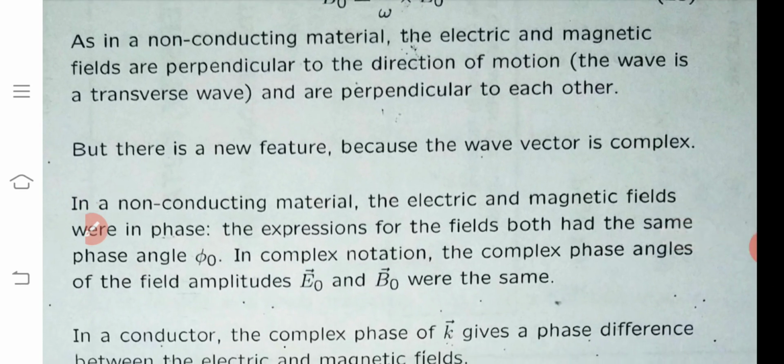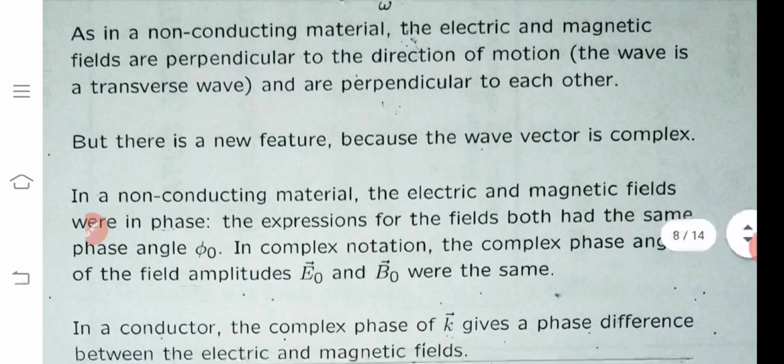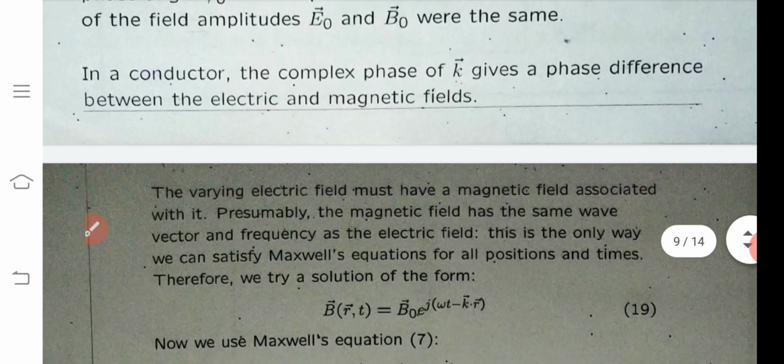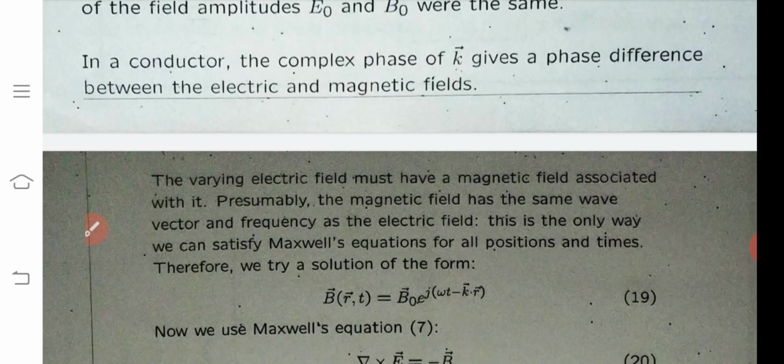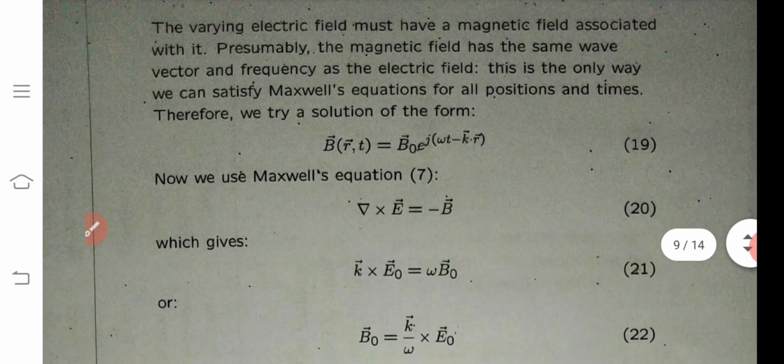In non-conducting materials, the electric and magnetic fields are in phase. The expressions for the fields both had the same phase angle phi node in complex notation. The complex phase angle of the field amplitudes E node and B node were the same. The value of k is different for the electromagnetic fields. The varying electric field must have a magnetic field associated with it. The magnetic field has the same wave vector and frequency as the electric field.